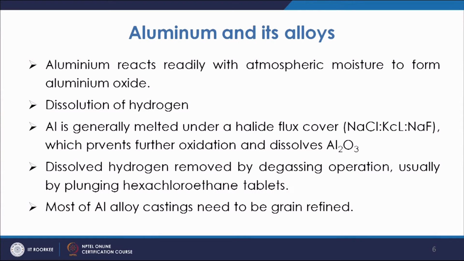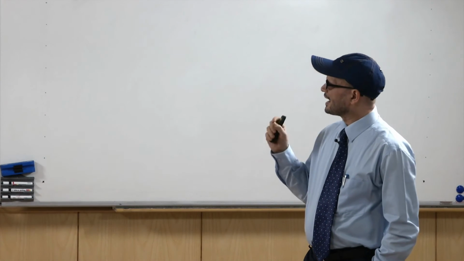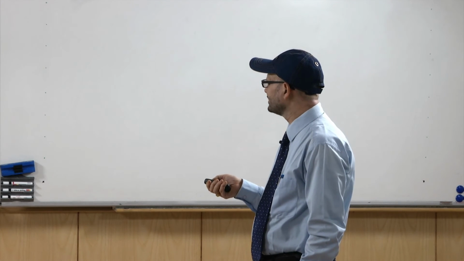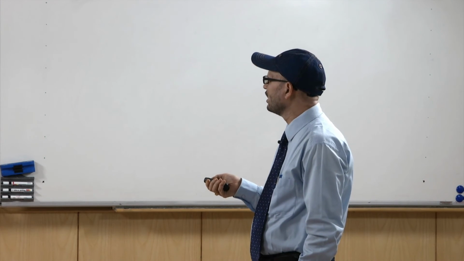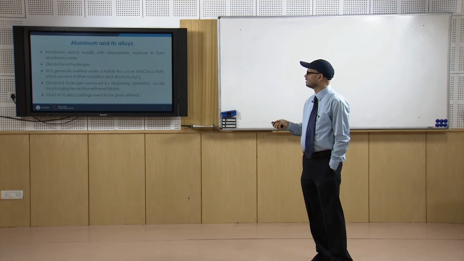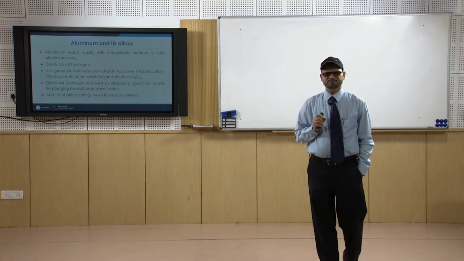So, aluminium is normally melted under a halide flux cover. So, this is a flux, and under that cover you do the melting, and this flux is either a NaCl and KCl combination or a NaCl, KCl and NaF combination. So, maybe NaCl, KCl 50-50 or 50-45-5. In that ratio you use these halide fluxes. So, that prevents further oxidation and dissolves this Al2O3.